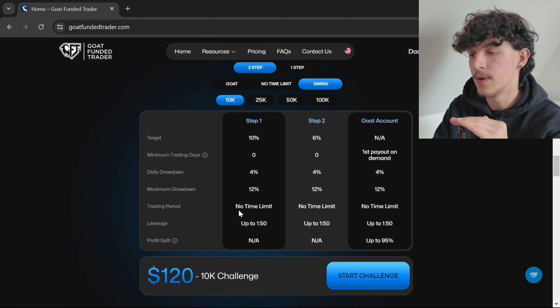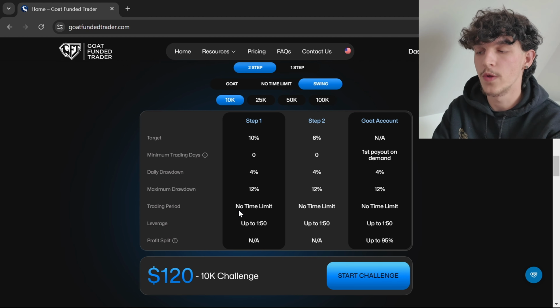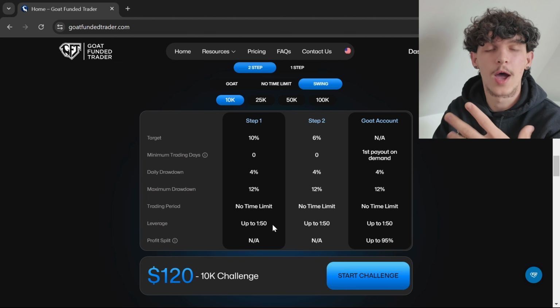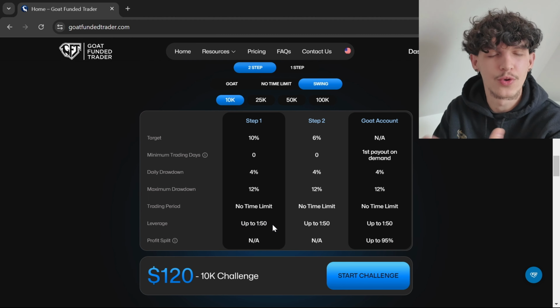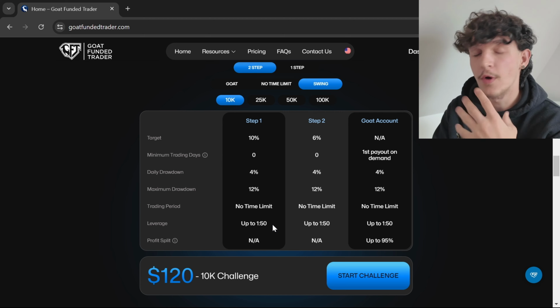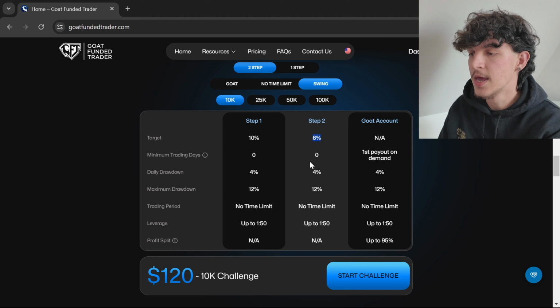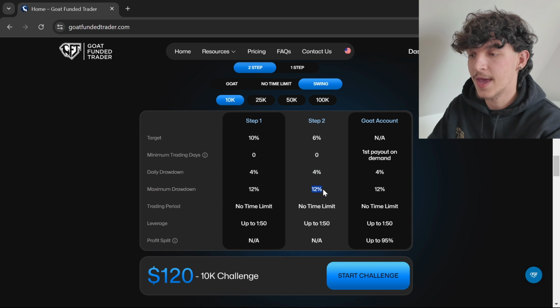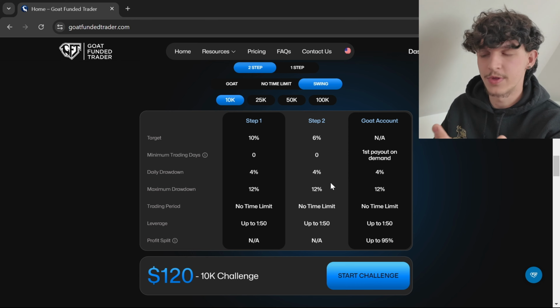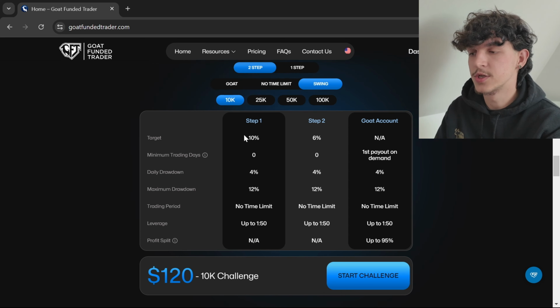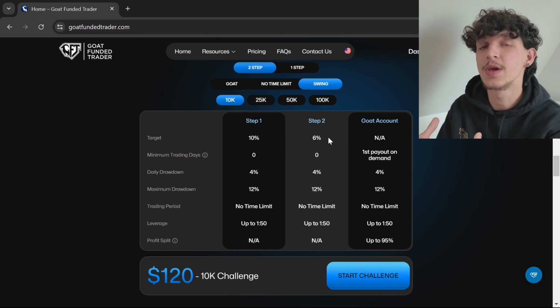Trading period, there's no time limit on this. Leverage is up to 1 to 50. What that means is basically we can trade on a larger amount of allocation or leverage. And profit split, no profit split for stage one. Stage two is going to be a target of 6%, and then we have a minimum trading day of 0 again. The daily drawdown is 4% again, and then we have the maximum drawdown, which is 12%, the same as step one. The good thing about step two is that we only have to make 6%, so that's only 60% of what we need to make on stage one. So if you make 10%, 6% should be quite easy.